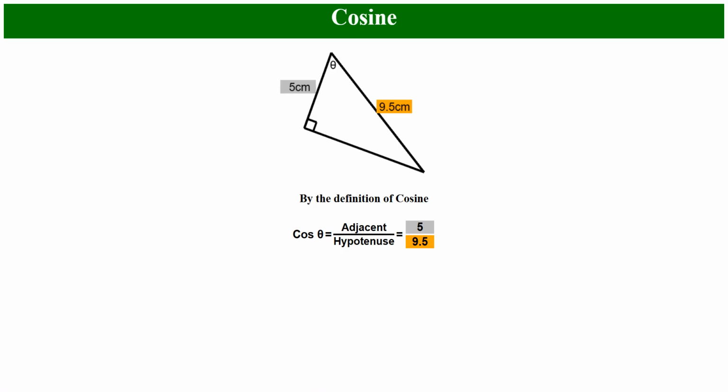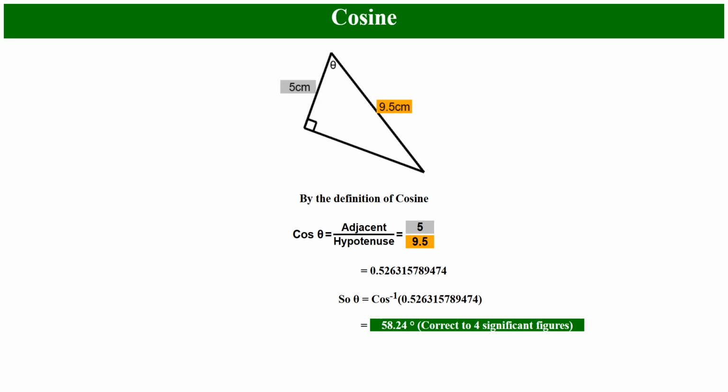So now we can do that division with a calculator, and we get this 0.5263, etc. And again, let's write down theta is cos to the minus 1 of 0.5263. And if you remember, to get the value of theta now, we need to put the 0.5263 on the calculator screen and press the cos to the minus 1 key, or the arc cos key. When we do that, we find that theta is equal to 58.24 degrees, correct to 4 significant figures.